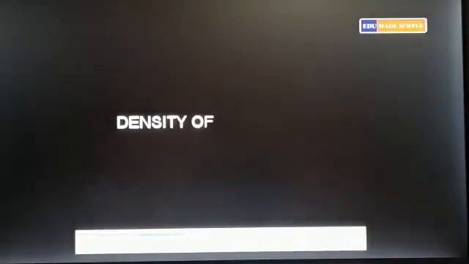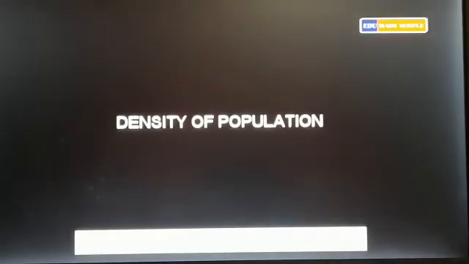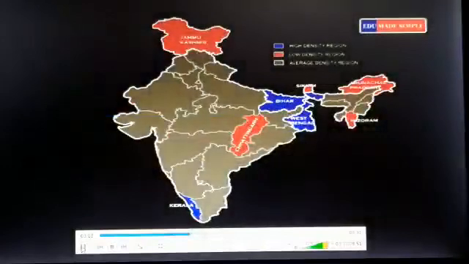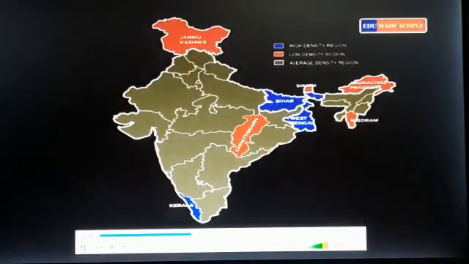The second quantitative feature of human resources is population density. Density of population refers to the number of people per square kilometer area. In India, population density is not the same everywhere. Density differs state-wise.